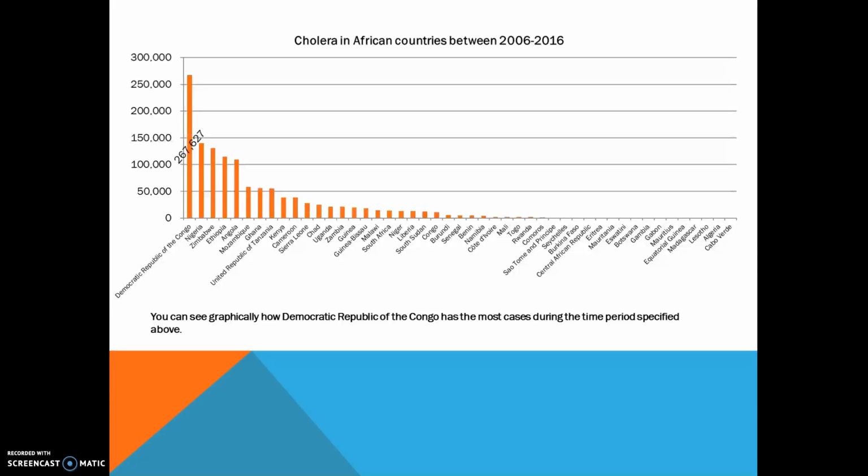This graph shows you the cholera in African countries between 2006 and 2016. As you know, Africa has the most cases, so I wanted to find out which countries in Africa had the most cases. And that was the Democratic Republic of the Congo with the most cases. That was the highest.